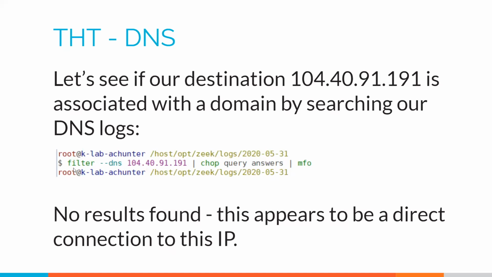So what I've done here is filter on DNS, because we're looking through DNS, put in my IP in question, my destination IP, and then I'm piping it and chopping, which is very similar to Zeek-cut. It's a very similar tool. But what we're doing is chopping these DNS records to where we just want to see the query that was made for this IP, and we want to see any answers that were returned. After that, I'm going to pipe it through MFO. MFO is the most frequent occurrence.